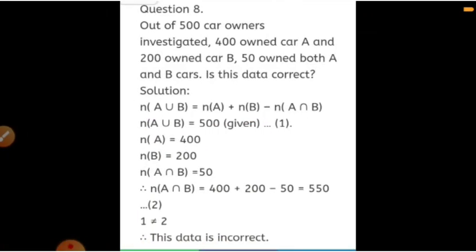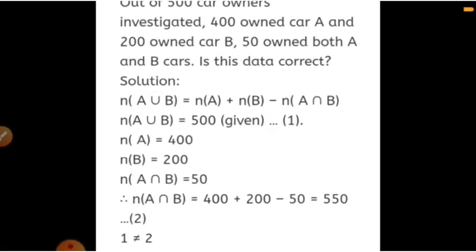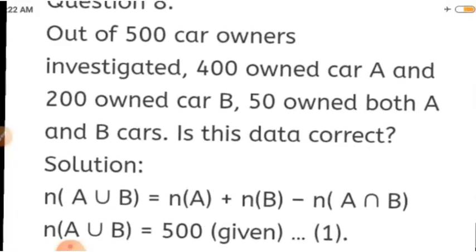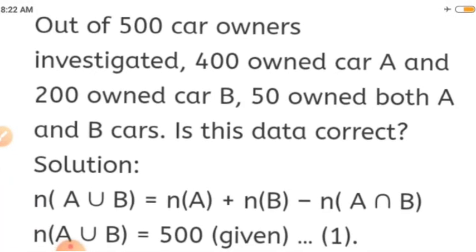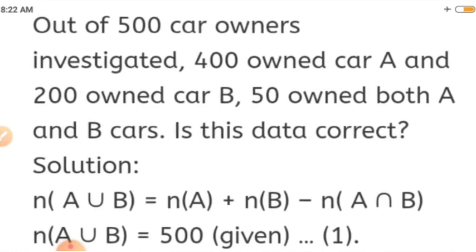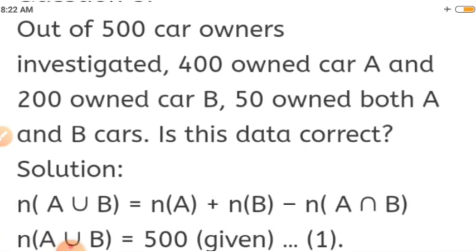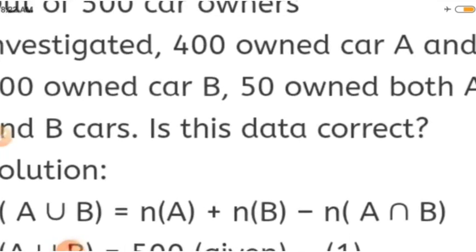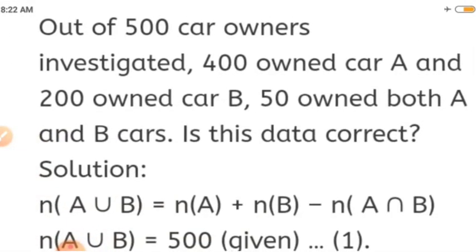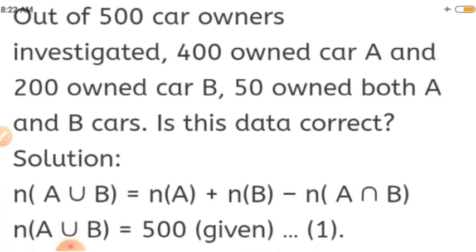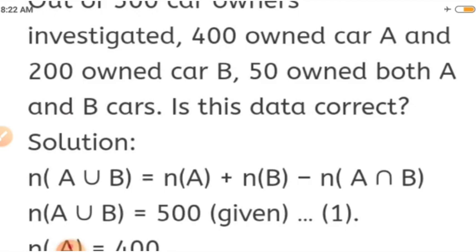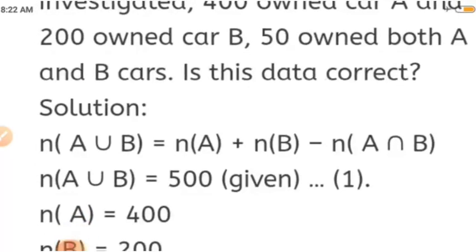Next question. After 500 car owners were investigated, 400 owned car A and 200 owned car B, and 50 owned both A and B cars. Is this data correct? Solution.